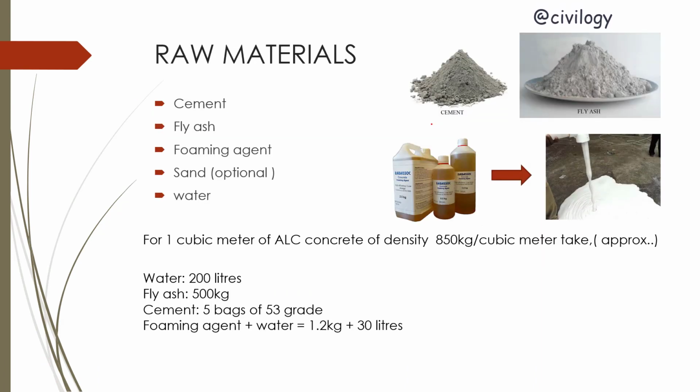Raw materials we use: cement, fly ash, foaming agent and water. For 1 cubic meter of CLC concrete of density 850 kg per meter cube, you require water of 200 liters, fly ash of 500 kg and cement 5 bags of 53 grade. Next, foaming agent plus water. Foaming agent 1.2 kg and water of 30 liters are mixed together. These are added into a foam generator. Then this foam is mixed into the concrete mixture.